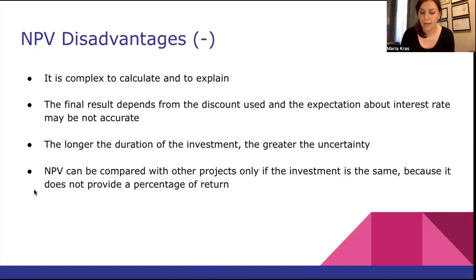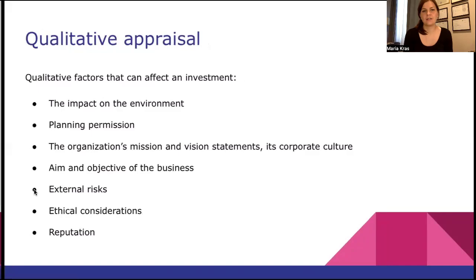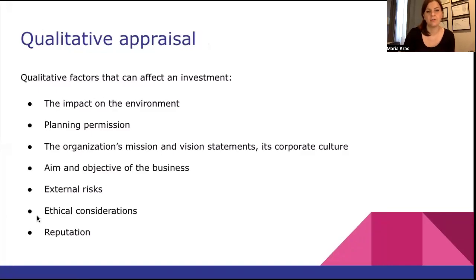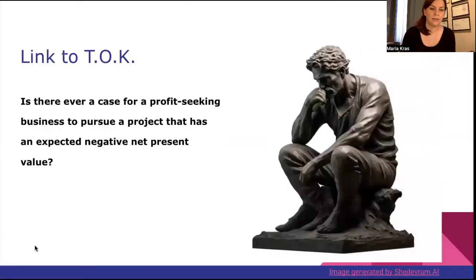And if the business has to borrow the money, and if the rate is floating, not fixed, it might obviously affect the business. The longer the duration of the investment, the more uncertainty there is. We don't know what's going to happen even tomorrow. So how do you know what's going to happen in 5 years or 10 years from now? And NPV can be compared with other projects only if the investment is the same, because it does not provide the percentage of return. So now, we already discussed the various qualitative appraisal considerations. I've given you the example of the Manchester United Football Club. And with that, let's finish our lesson with the link to TOK.